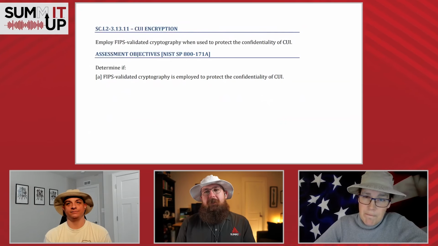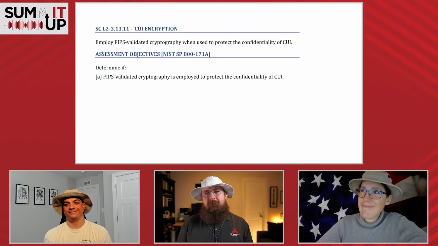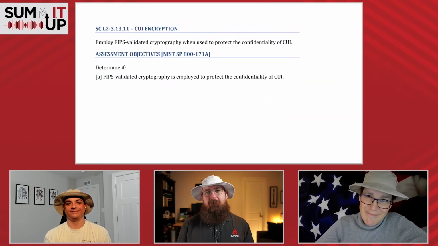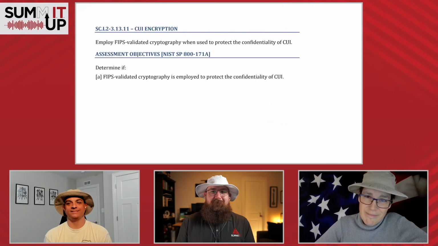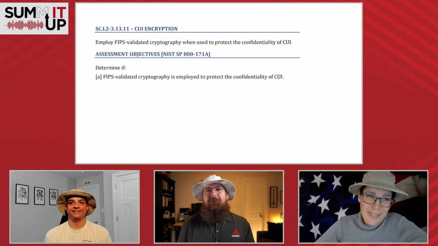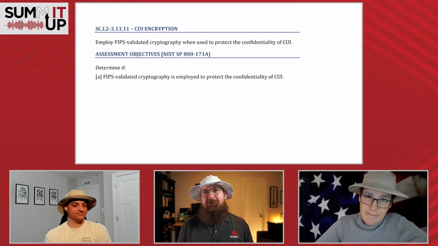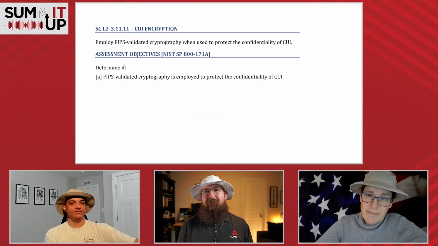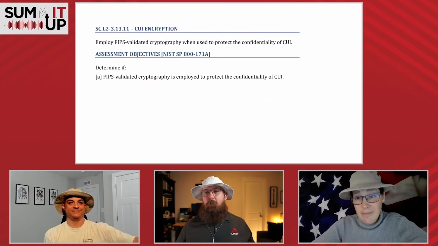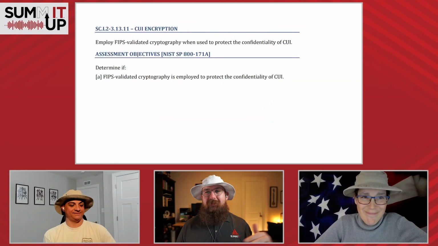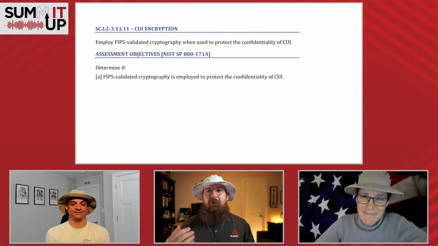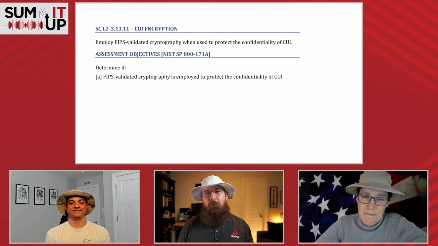All righty, Amira. It's upon us. Everyone's favorite requirement, everyone's favorite control, the number one pick in the CMMC draft here, 3.13.11, CUI encryption, which says employ FIPS validated cryptography when used to protect the confidentiality of CUI. Only one sentence, no ands, only one assessment objective, number one most commonly other than satisfied requirement. What is going on?